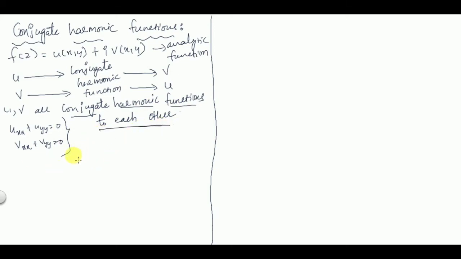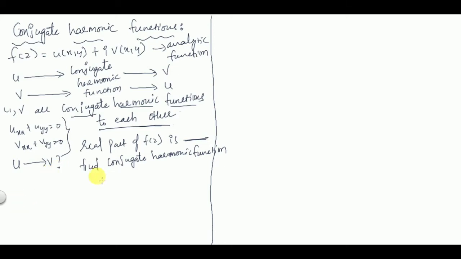Okay, that means in the questions, what they will ask you is, they will give you the real part of f of z as some function, and they will ask you to find the conjugate harmonic function. That means they are giving you u and they are asking you to find v. So once you have u and you find v, then you can find f of z also. Sometimes they will ask you to find f of z also.